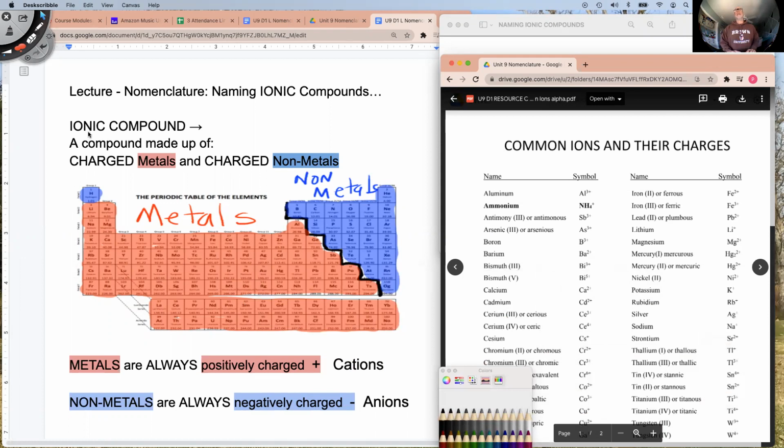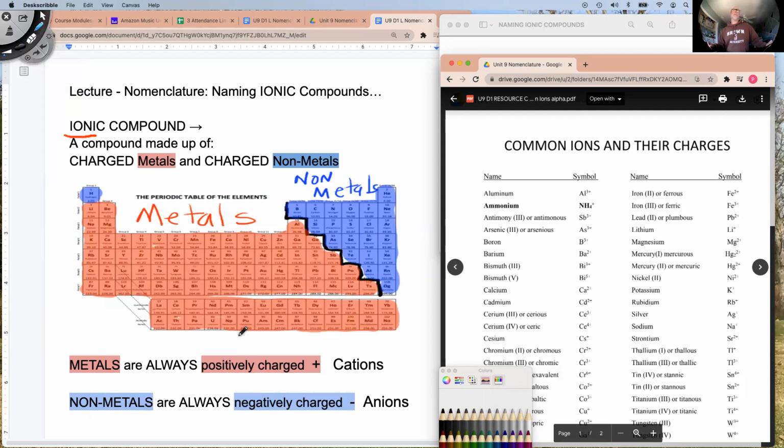Now, the word ionic has the word ion in there. You guys probably remember that ion means charged. A charge would be like a positive or a negative. So an ionic compound is made up of charged particles, metals and non-metals. You can see metals make up the majority of the periodic table. Non-metals make up this little section over here, but we also have hydrogen. Notice hydrogen is blue and hydrogen is a non-metal. So that is metals and non-metals.